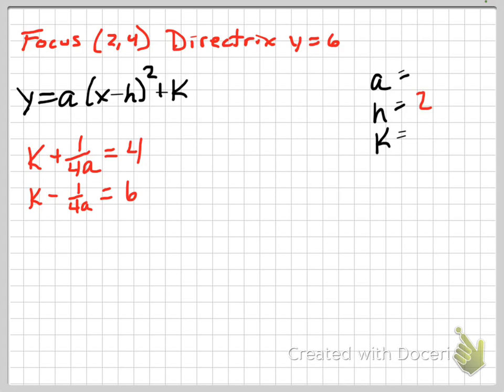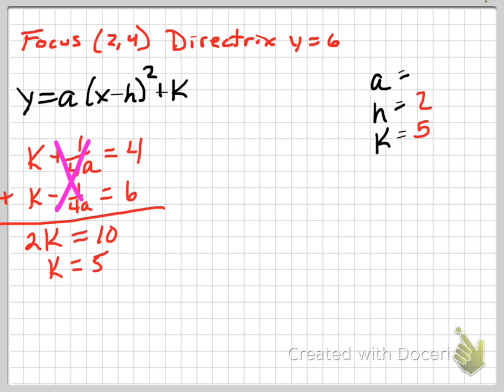Now looking at that, I see 2 equations, 2 unknowns. That looks like elimination to me. If I add those 2 equations together, the 1 over 4a's are going to cancel. Like that. Divide by 2. Looky there. We're 2/3 of the way to having an answer.